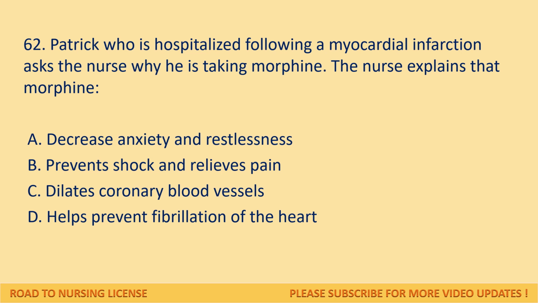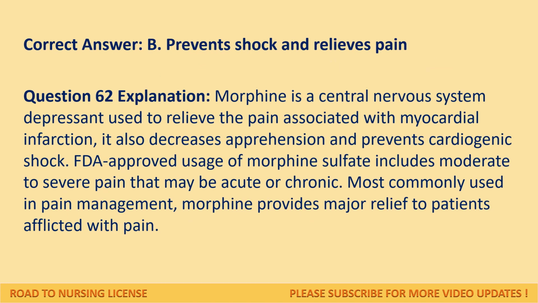Question 62. Patrick, who is hospitalized following a myocardial infarction, asks the nurse why he is taking morphine. The nurse explains that morphine A. decreases anxiety and restlessness, B. prevents shock and relieves pain, C. dilates coronary blood vessels, D. helps prevent fibrillation of the heart. Correct answer, B. prevents shock and relieves pain.